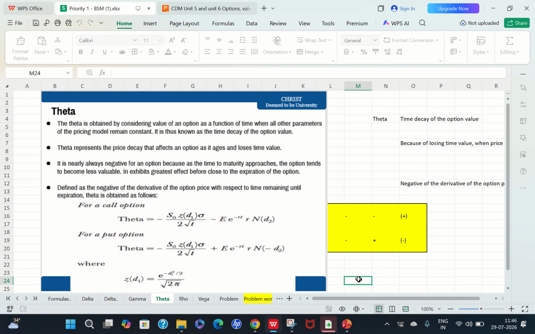So the formula goes like this: minus S0 into ZD1 into standard deviation divided by 2 root T, minus E into e to the power of minus RT. And then you have R, which is nothing but rate of interest, and D2. So for call option, it is always minus, minus, and then D2 will be plus. For a put option, it is minus, plus, and your bracket will be minus for your D2.